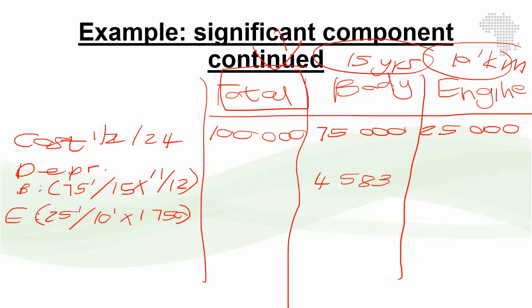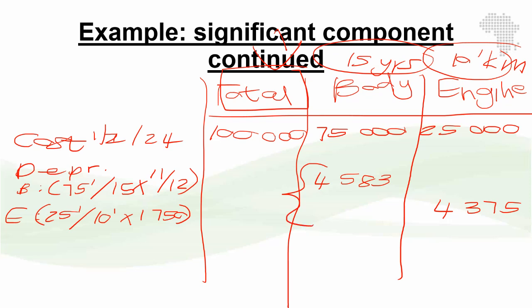1,750 kilometers. So just a reminder again, I'm not going to say 11 over 12 of a year. The fact that we're using it for only 11 months is already indicated in the number of kilometers traveled, because if you use it for longer, it would have traveled more kilometers. So that gives me 4,375 Rand depreciation on the engine of the fire truck.